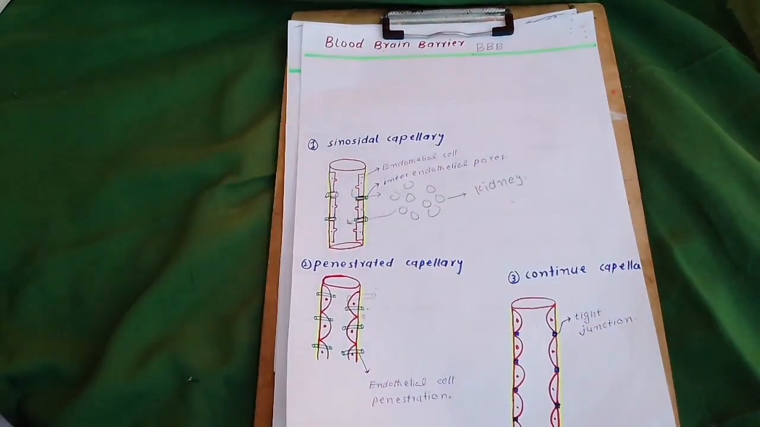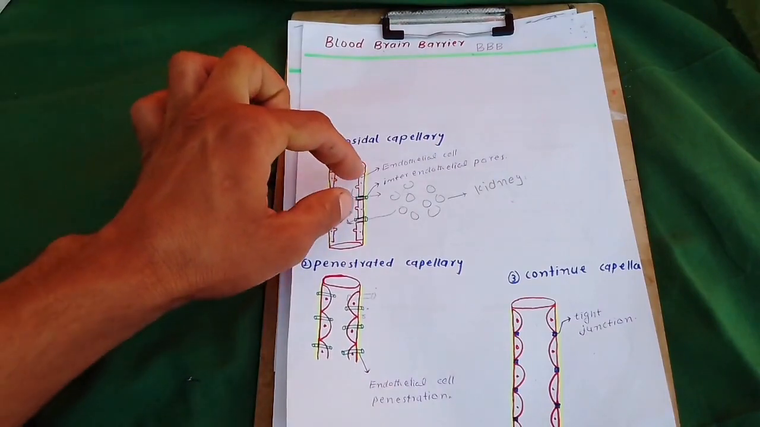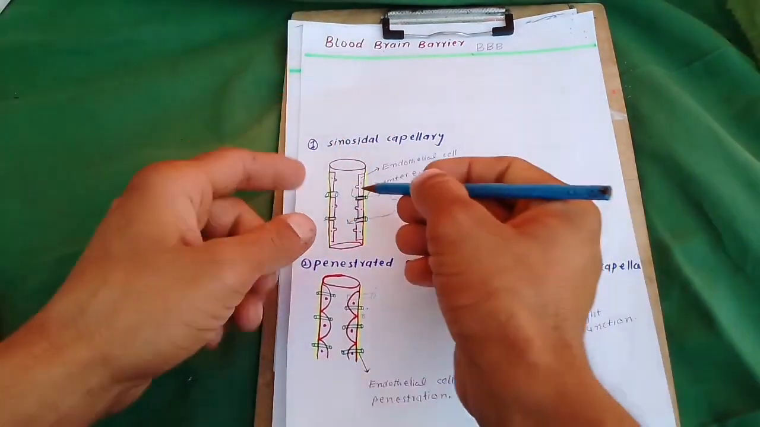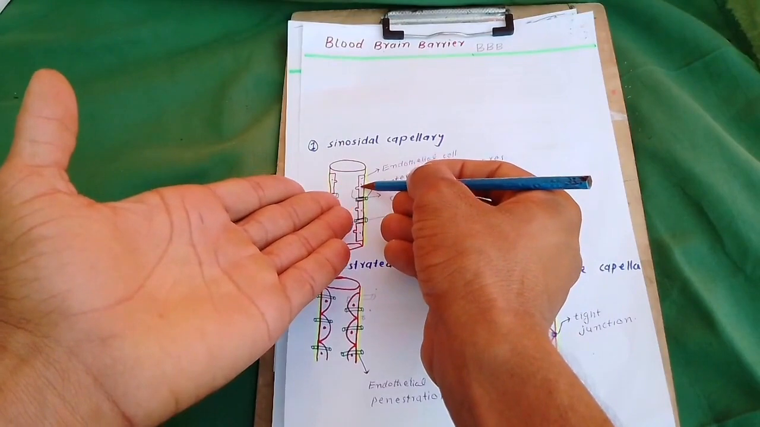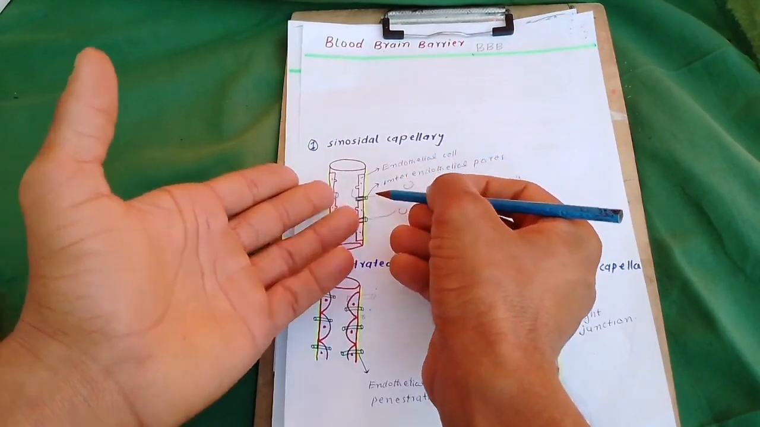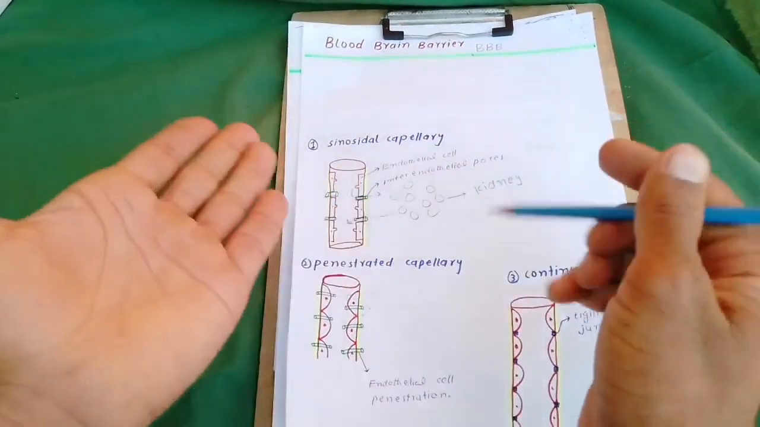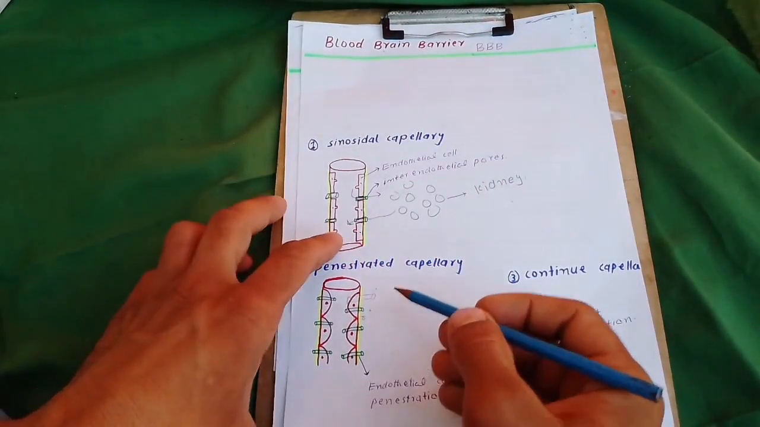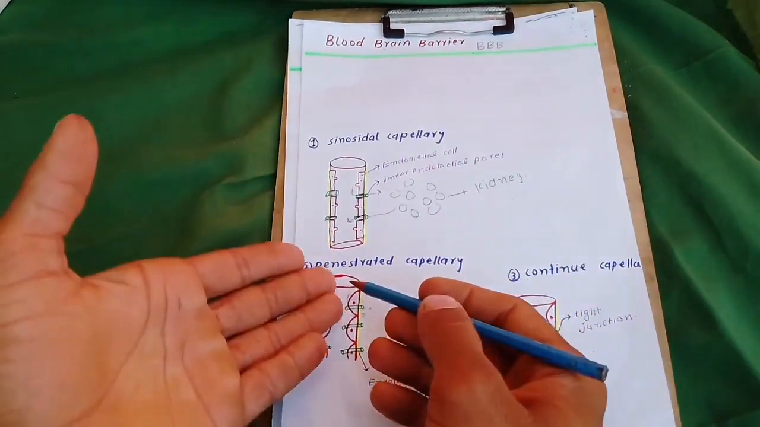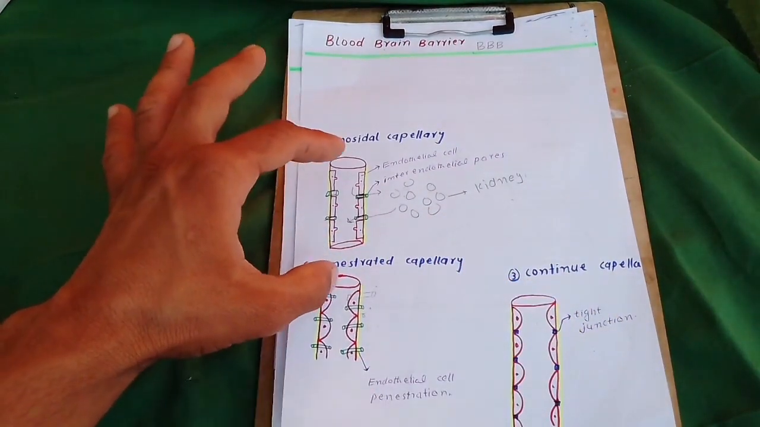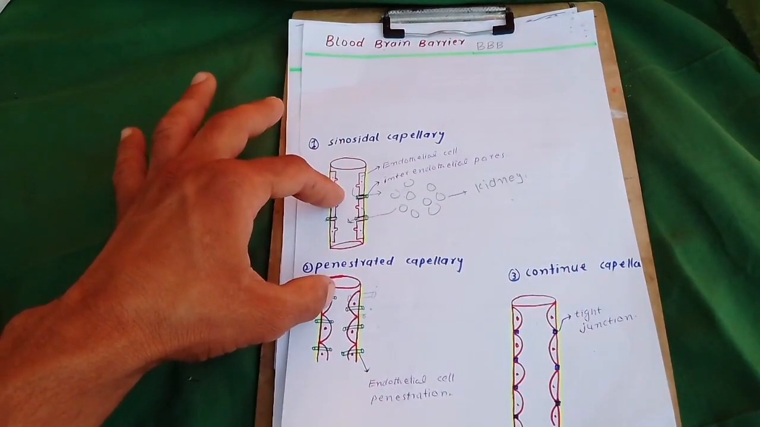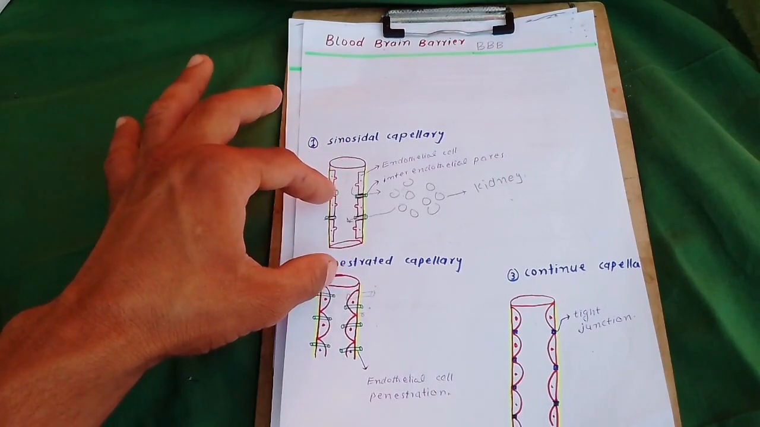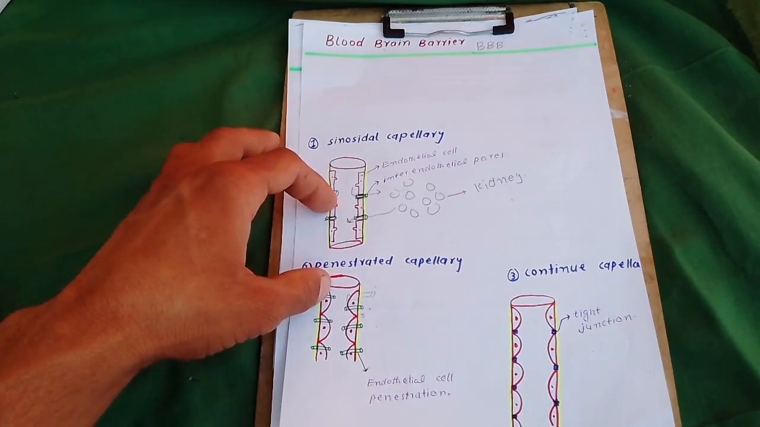So the sinusoidal capillary has an inter-endothelial gap. This is cell number 1, and cell number 2 has a specific channel which is called the endothelial pore, and it has the same function. So sinusoidal capillary and penetrated capillary are the capillaries which are present all over the body except the nervous system.